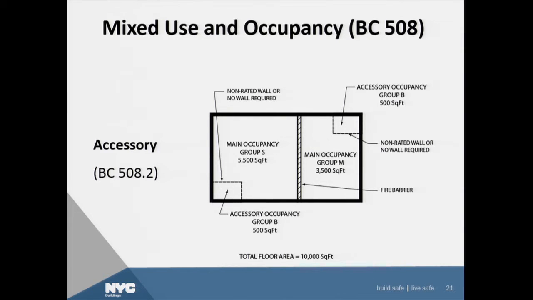Now, an accessory occupancy is limited to 10% of the story. So you can't have a whole story and say it's an accessory occupancy. It's limited to 10%. There are exceptions in the code, but that's the general rule, and that's the example shown here. So even if you look at this particular one, the 500 square foot accessory occupancy in the main occupancy group M, that actually would exceed 3,500. That would exceed 10%, but because the 500 plus 500 is 1,000, which is 10% of 10,000, this is acceptable.